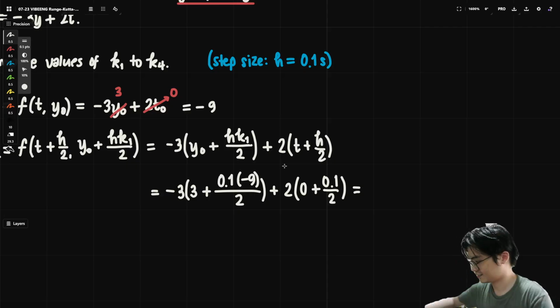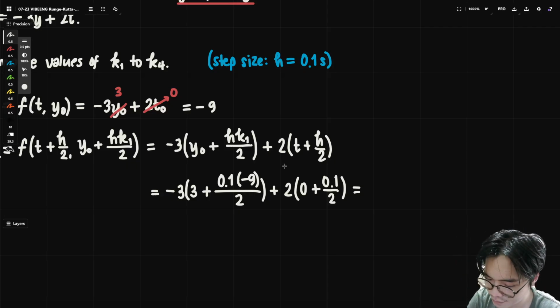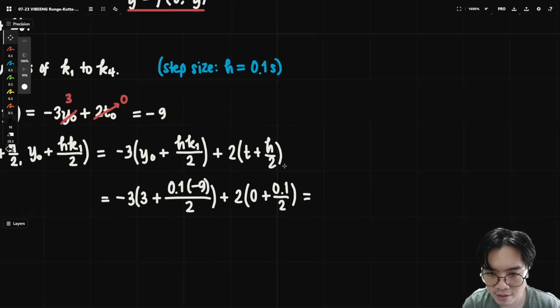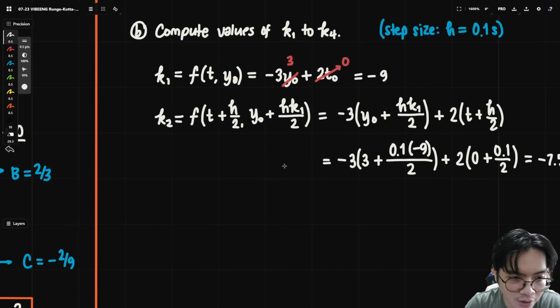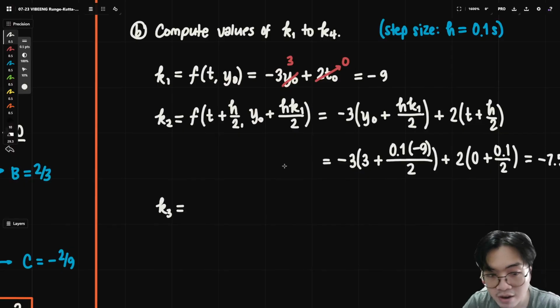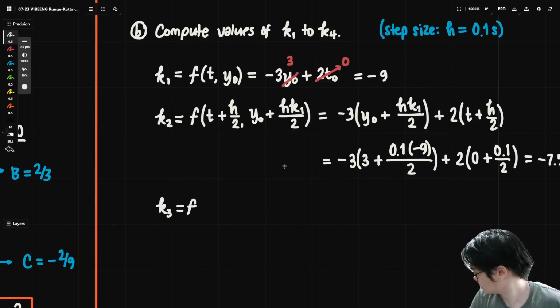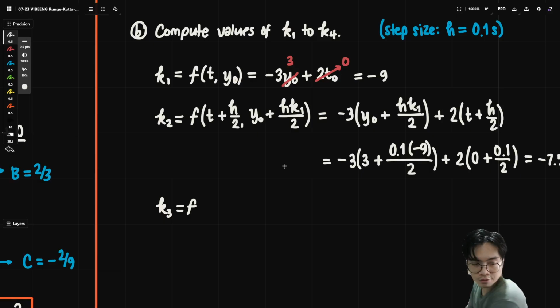Okay. Negative 3 times 3 plus 0.1 times negative 9 over 2 plus 2 times 0 plus 0.1 divided by 2, you'll get negative 7.55. Negative 7.55. And now you can see how this gets very exhausting very easily. We go to K3.